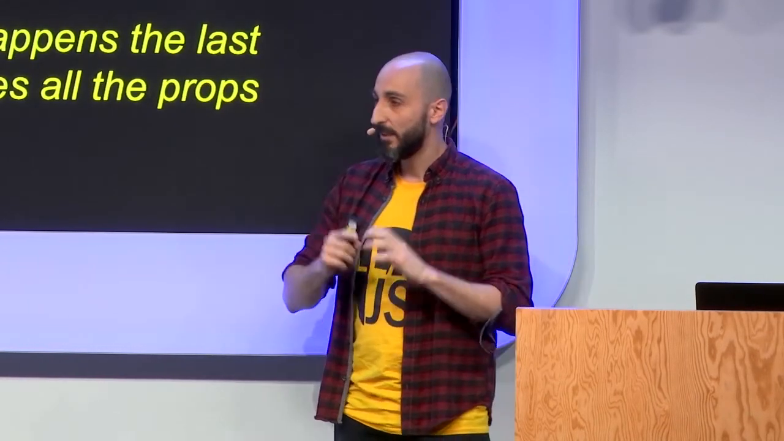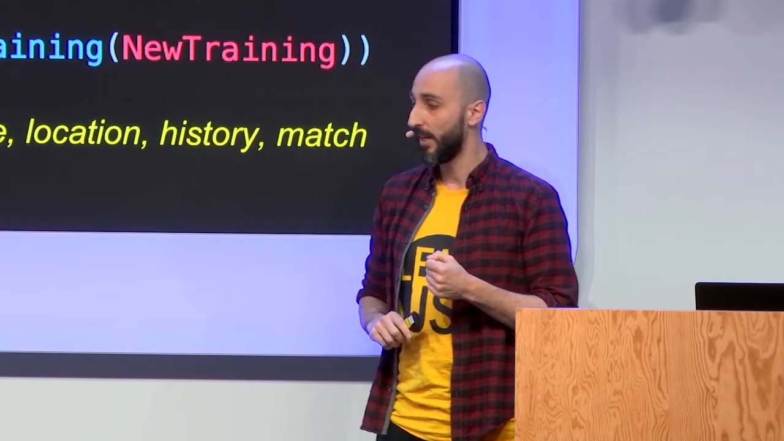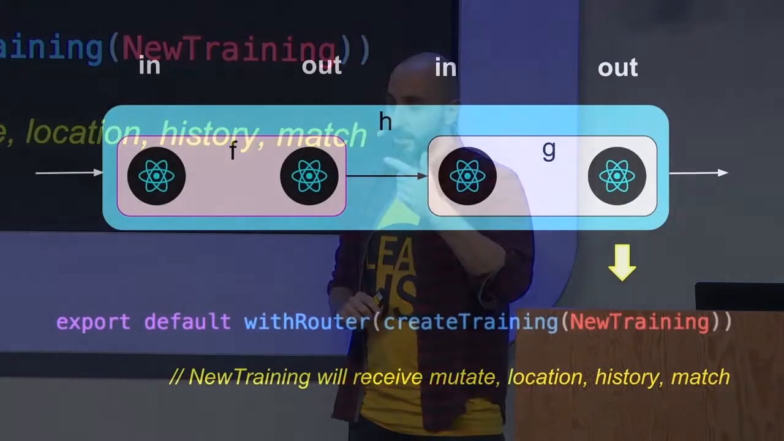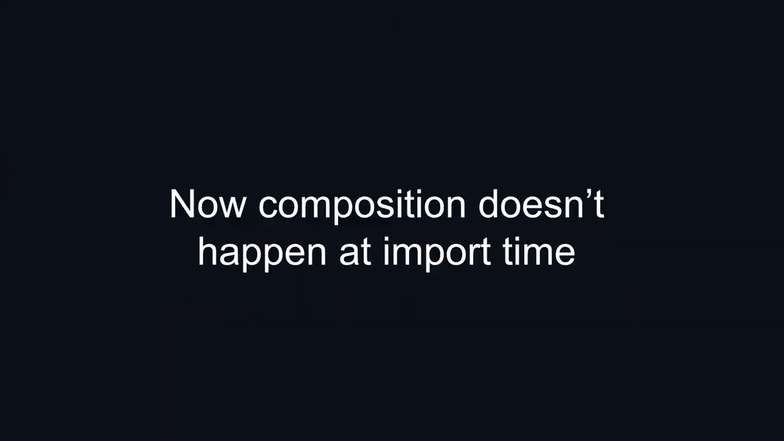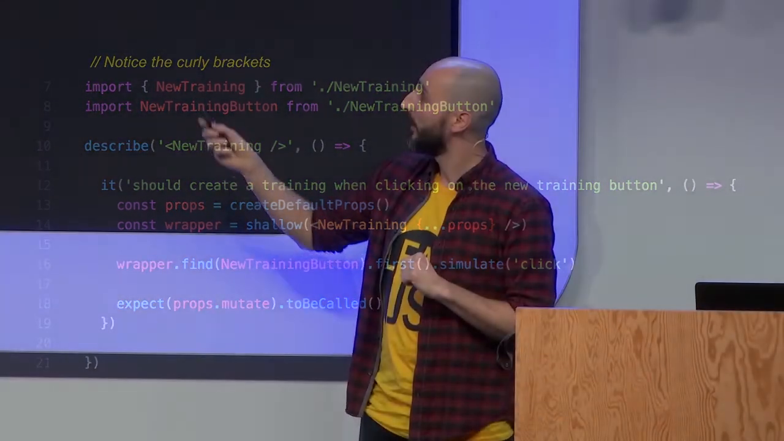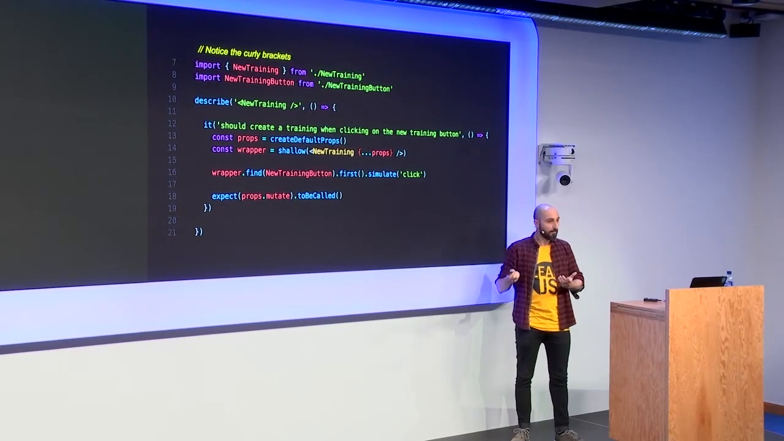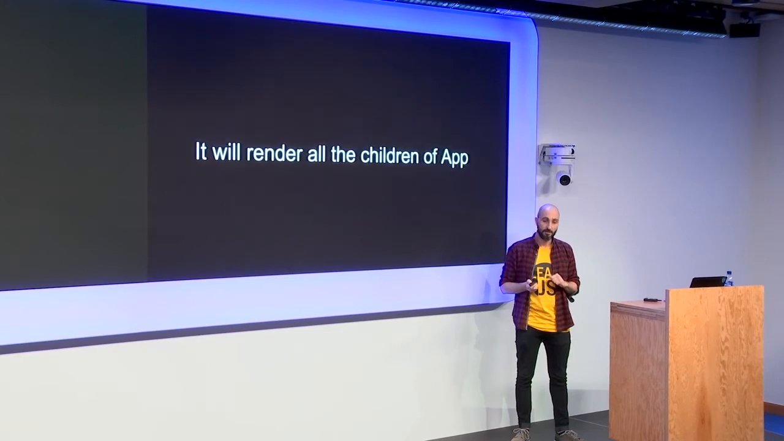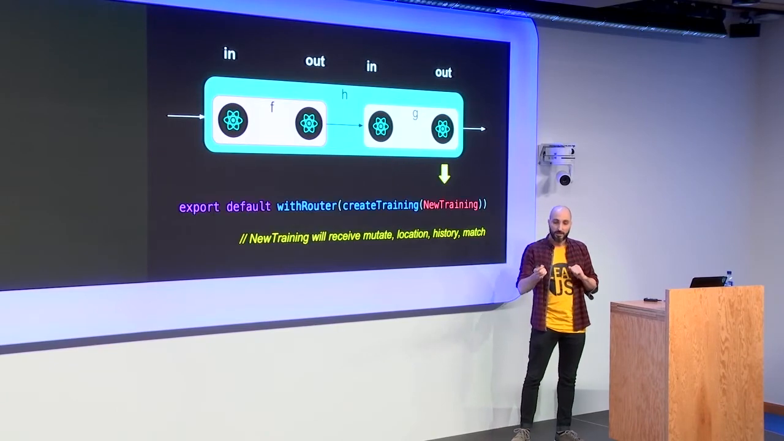So what we also know is that at the end of the composition, the last component will get all the props, right? It will get, in this case, the training will get a mutate, location, history, etc. It gets those things. So if I'm composing that, I want to test that I'm actually getting those things. Because if we go back, when we were testing this approach, I'm actually the one who provides those props. Yeah, this works, but if tomorrow someone removes line 32, my test still works, but the app doesn't. So I thought, that new training gets all the props, and I want to check if actually it's getting them.